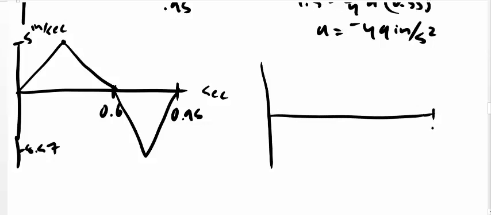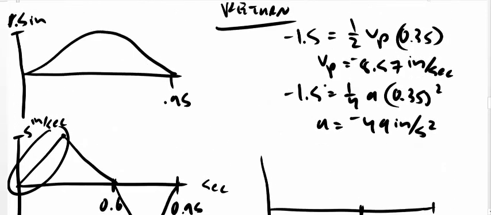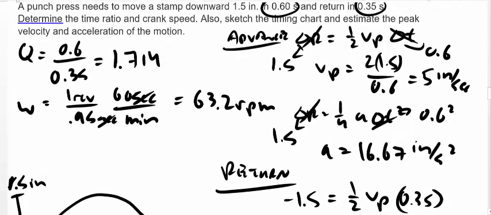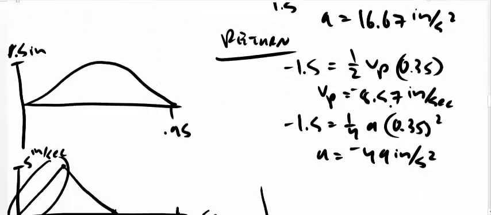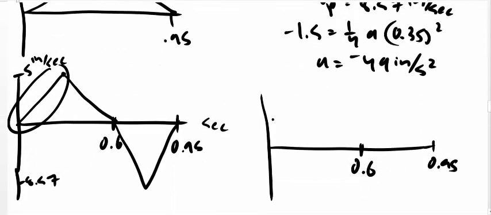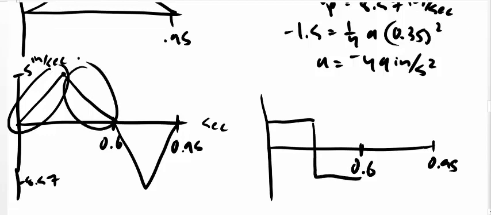All right, and that would be 0.95 here. We can say 0.6 here, and we could just kind of take a cue from our triangles, right? We know that this part of the velocity is a positive acceleration, so that is an acceleration of 16.67. So it's going to be 16.67 up to the halfway point, and then it drops to a negative 16.67 because that's this part of the triangle.